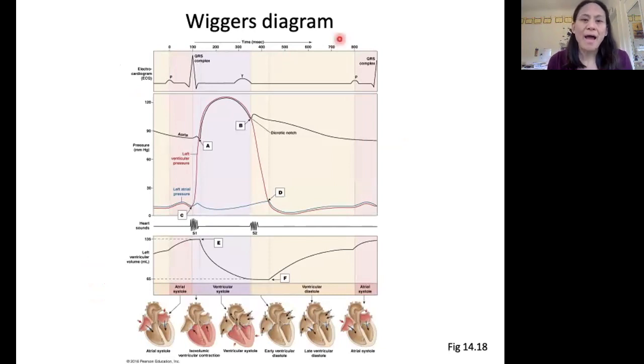I want to close by drawing your attention to this diagram. I'm not going to go over it, but I just want to let you know that it exists. Okay, so there's this diagram called the Wiggers diagram. It's in your book, figure 14.18. It's a really good study tool because it lines up all of the events that are happening in the heart. So you have your ECG, you have pressure changes, you have volume changes, your heart sounds, and the mechanical events of the cardiac cycle all lined up with each other so that you can kind of see how it all fits together.